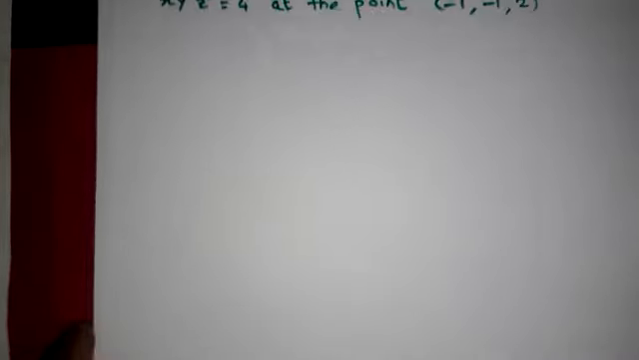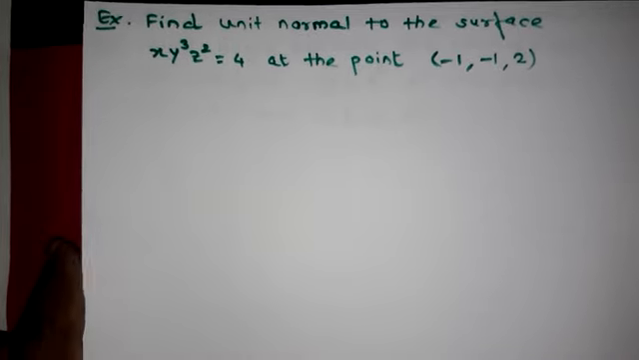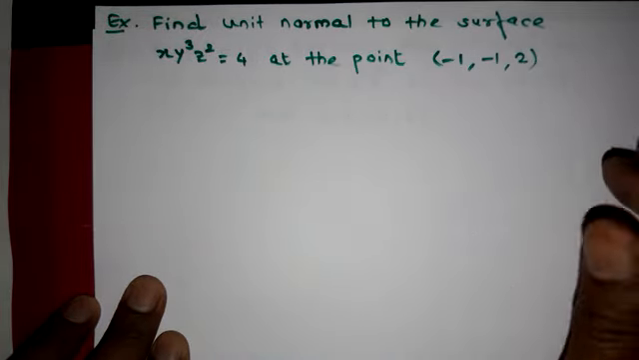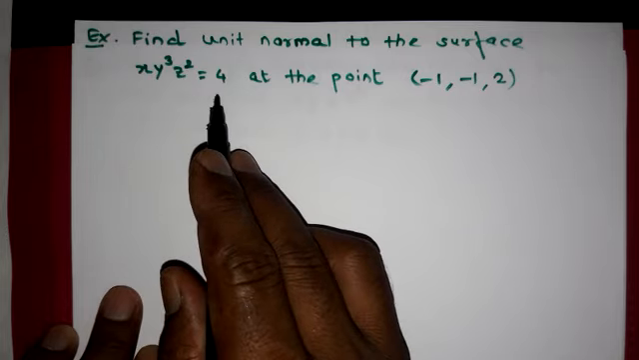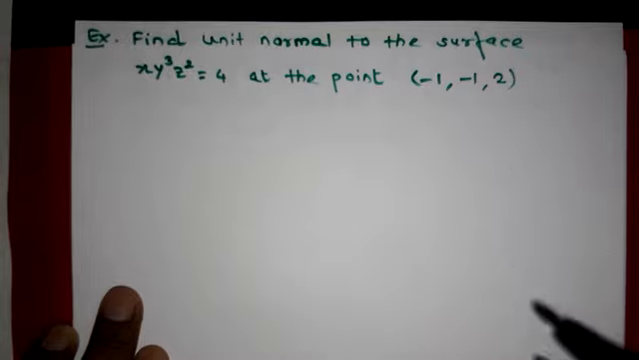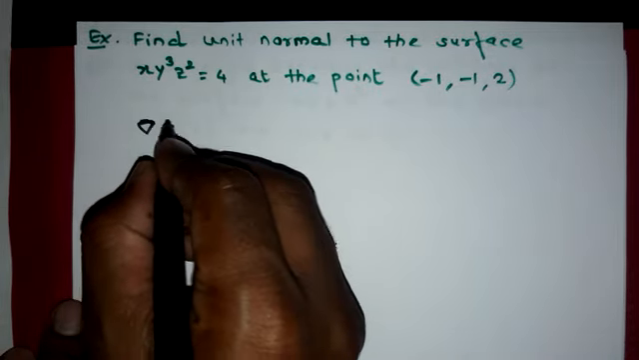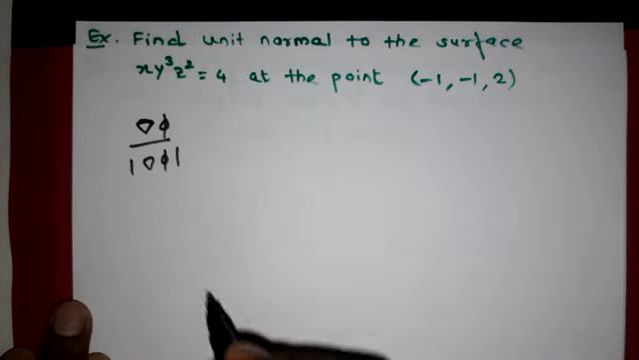Now we will see some problems on unit normal to the surface. So the question is, find unit normal to the surface x y cube z square equal to 4 at the point (−1, −1, 2). Unit normal means del phi upon mod of del phi.